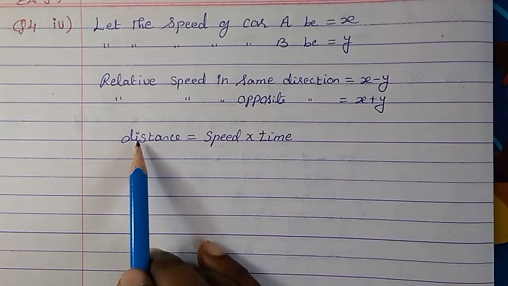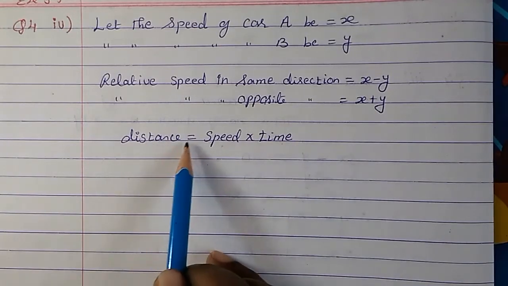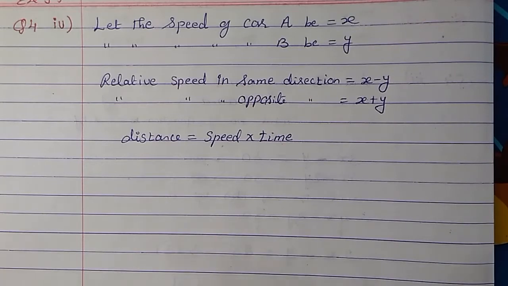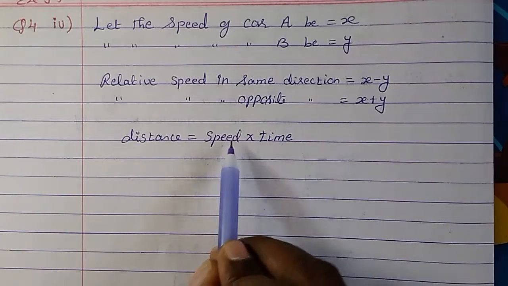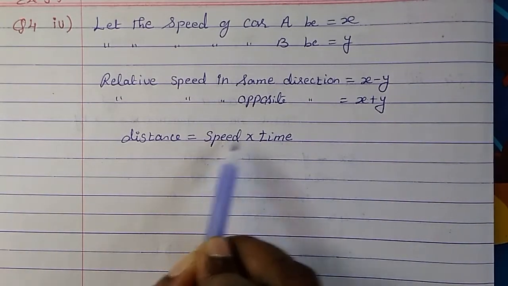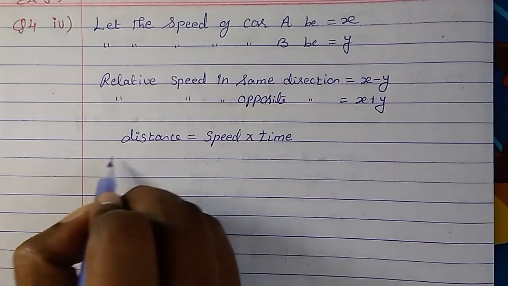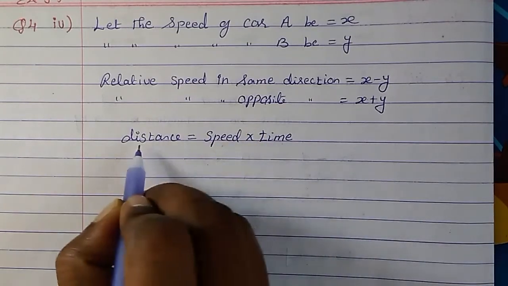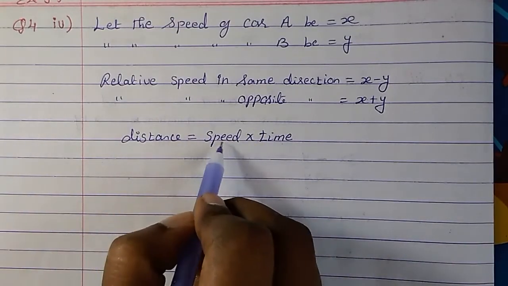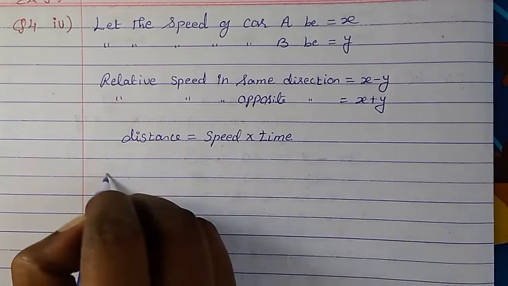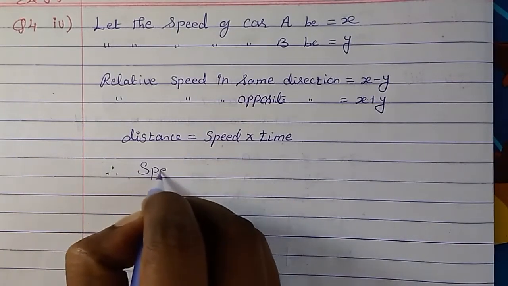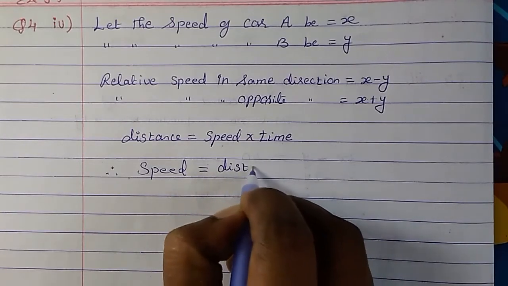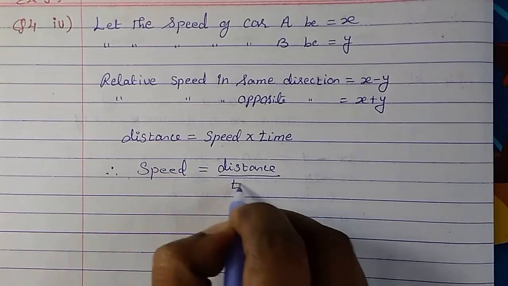So the formula for distance is distance equal to speed into time, but here we have to calculate speed. We are going to calculate the speed of the car, so we will keep the speed like this and bring the time to this side. Speed will remain here, and time will come here. Time is in multiplication, so when it comes here it will go to division. So can we write speed equal to distance upon time? I'll write it like this, the modified equation: speed is equal to distance upon time.